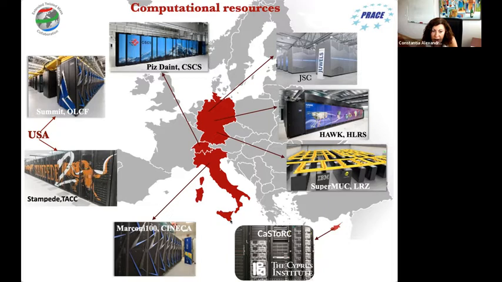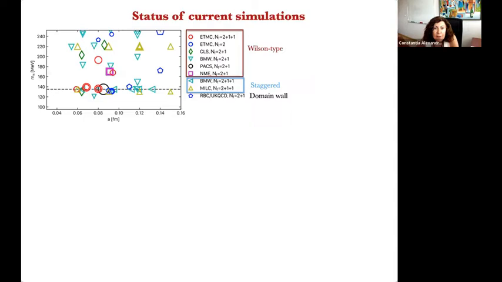Okay, so what is the current status of the simulations globally? Here I'm showing you a plot of the simulations by various collaborations, plotted as a function of the lattice spacing and the pion mass. Now, we don't know the physical pion mass. The physical pion mass is 135 MeV, so it's this dashed line here.